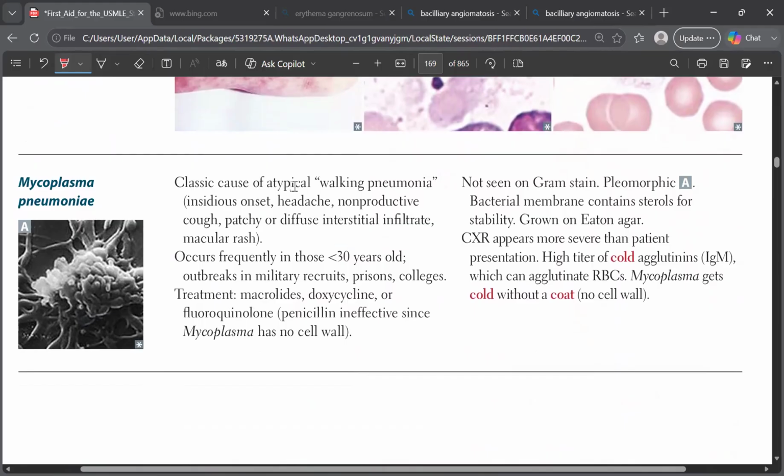The last one is Mycoplasma pneumoniae. It is a classical cause of atypical walking pneumonia, with insidious onset, headache, non-productive cough, patchy or diffuse interstitial infiltrate, and macular rash. It occurs frequently in those less than 30 years of age, with outbreaks in military recruits, prisons, and colleges. The treatment is macrolides, doxycycline, or fluoroquinolones. Penicillin is ineffective since mycoplasma has no cell wall. It is not seen on Gram stain.